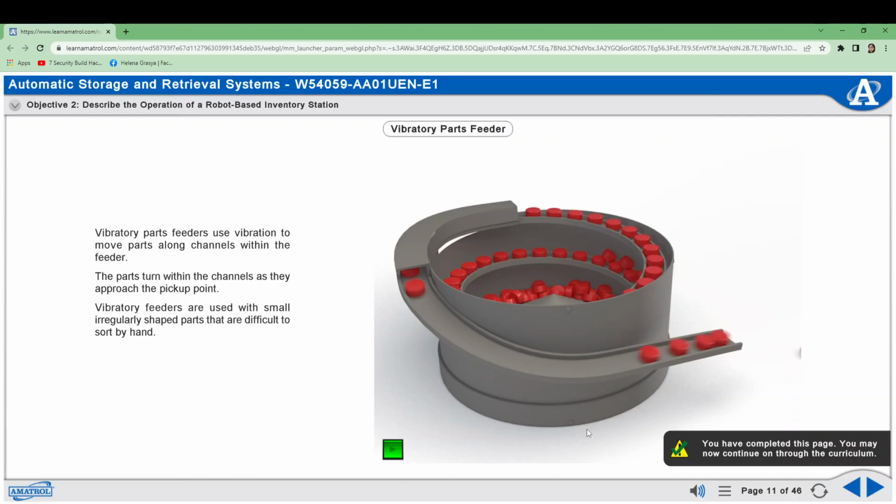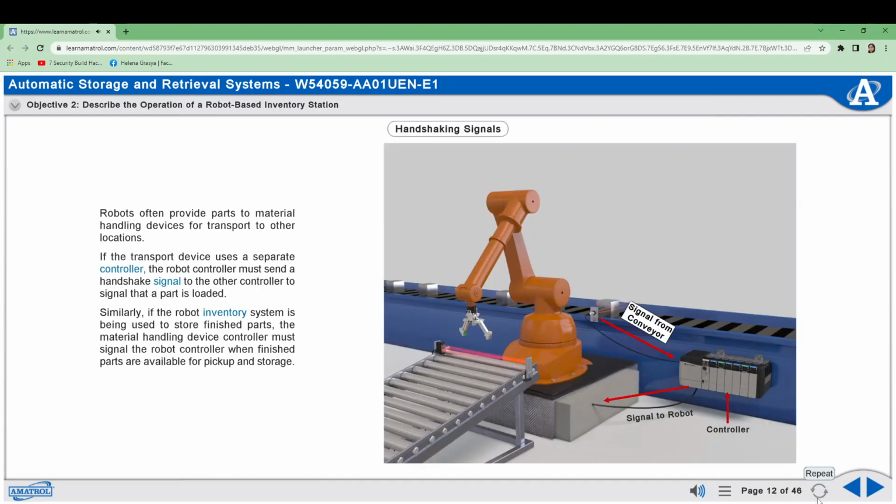Robots often provide parts to material handling devices for transport to other locations. If the transport device uses a separate controller, the robot controller must send a handshake signal to the other controller to signal that a part is loaded. Similarly, if the robot inventory system is being used to store finished parts, the material handling device controller must signal the robot controller when finished parts are available for pickup and storage.